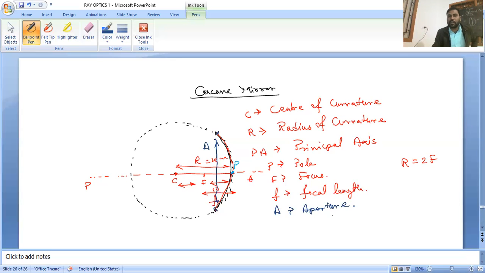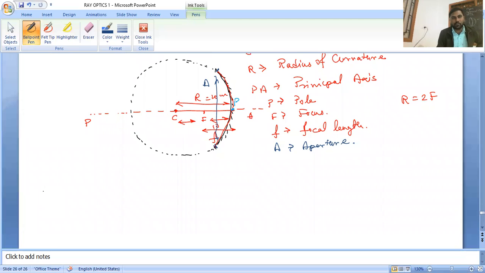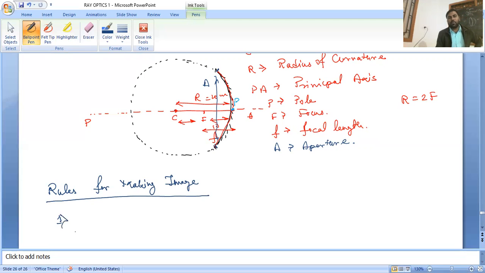Now we will discuss some basic concepts, the rules for making an image. How an image will be formed in this mirror. We know the formation of an image from a plane mirror. But now we will discuss how images are formed using these spherical mirrors. Let us start with the concave mirror. Rules for making an image. We will start from rule number 1.